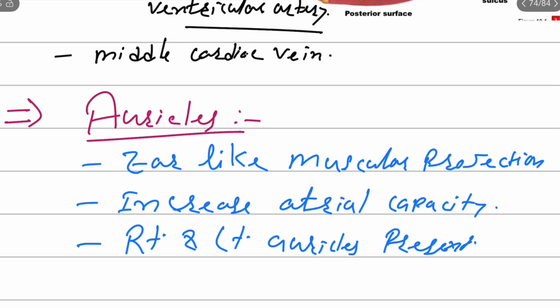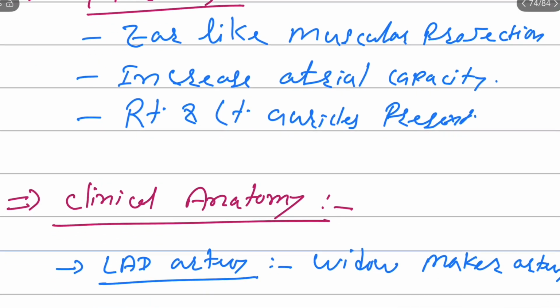Now I will discuss the auricles of the heart. Auricles are ear-like muscular projections that increase atrial capacity. There are two auricles present, right and left auricles.